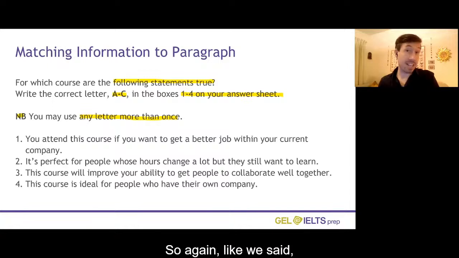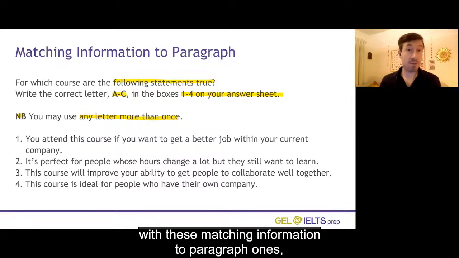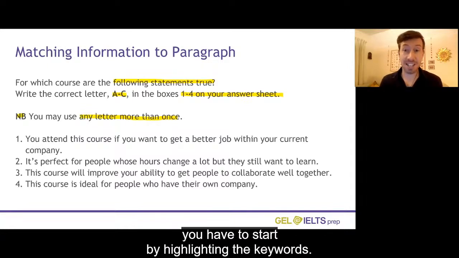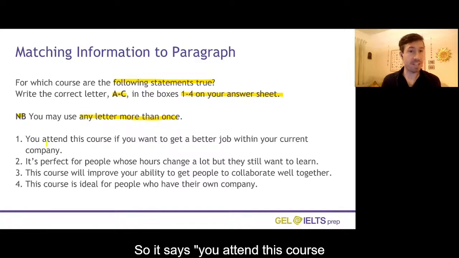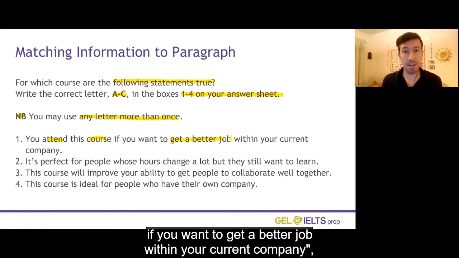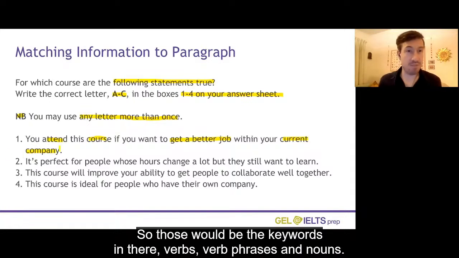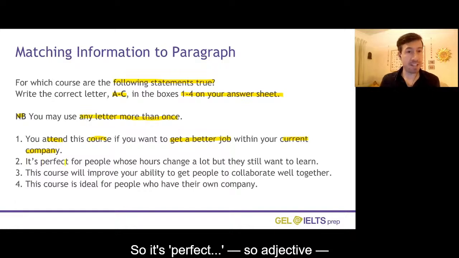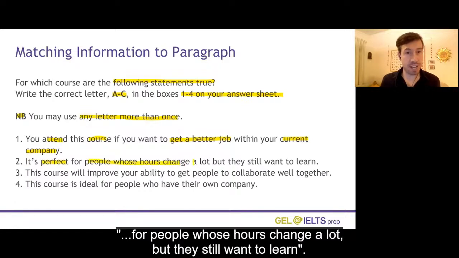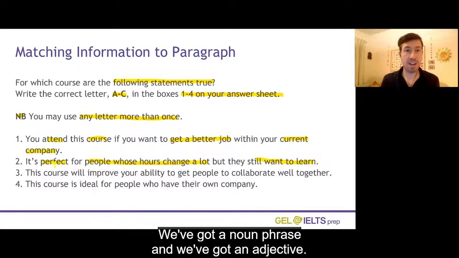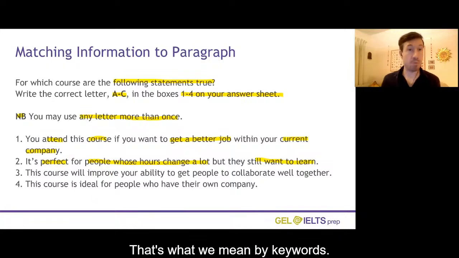So again, like we said, with the multiple choice questions, with these matching information to paragraph ones, you have to start by highlighting the key words. So let's do that together. So it says, you attend this course if you want to get a better job within your current company, so your company at the moment. So those would be the key words in there: verbs, verb phrases, and nouns. So it's perfect, so adjective, for people whose hours change a lot, but they still want to learn. So we've got a verb phrase here, we've got a noun phrase, and we've got an adjective. That's what we mean by key words.